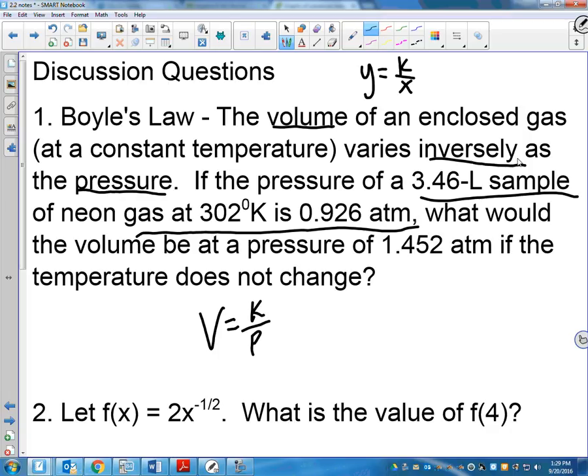But they give you extra information on this one because we don't need this temperature. We just need the volume and the pressure. So the volume is 3.46. And at that volume, the pressure is 0.926. And so you just have to do the algebra to solve for the constant, because the constant is different.